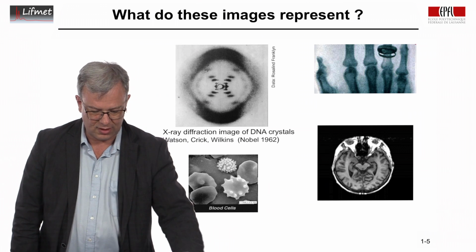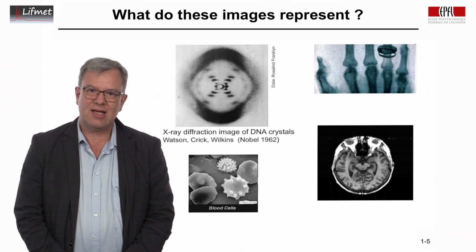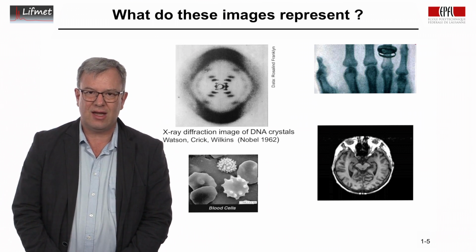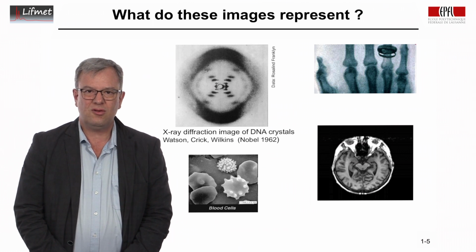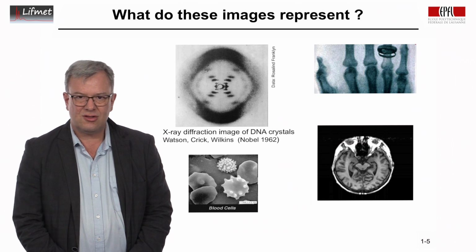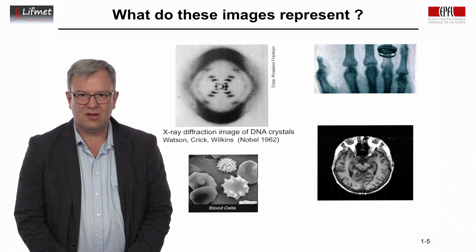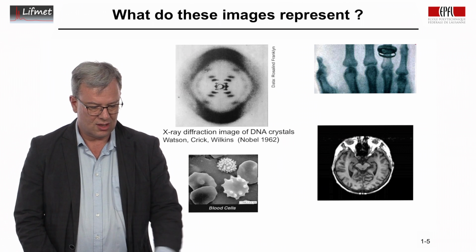Take the first one. This is actually the X-ray diffraction pattern of DNA taken by Rosalind Franklin. This is an image of a molecule, DNA, and this image was used by Watson and Crick to propose the double-stranded structure of the DNA helix, the helical structure. So this is a representation of something inside the body by an image.